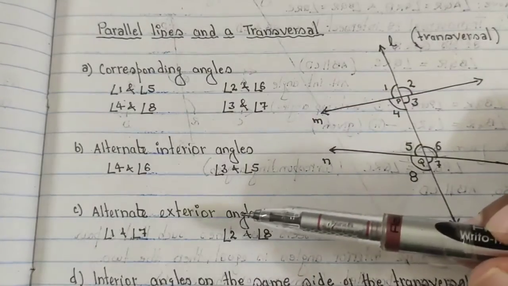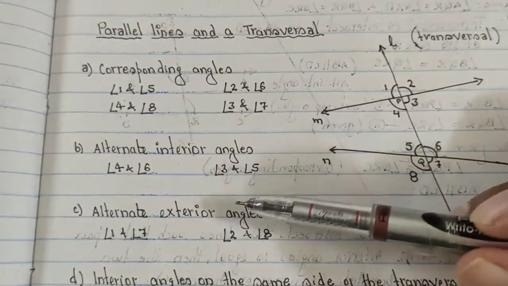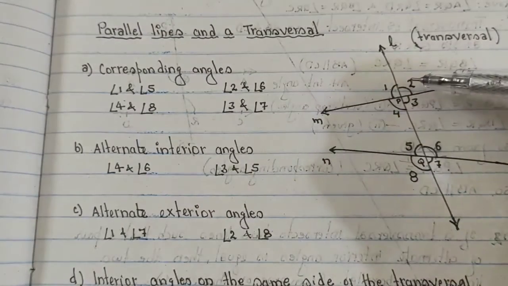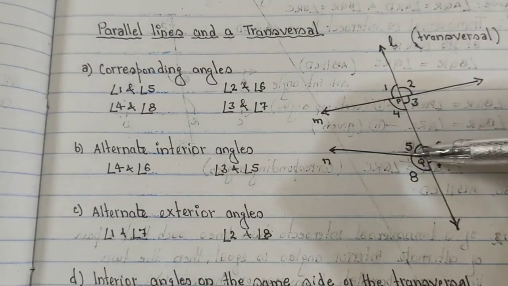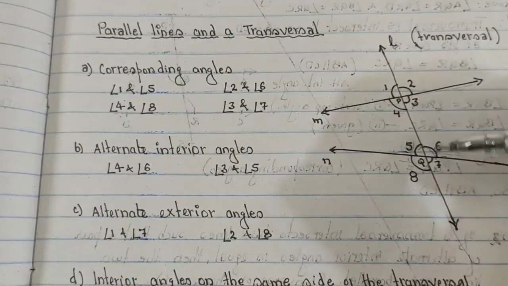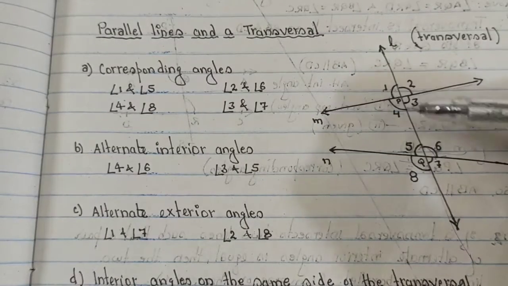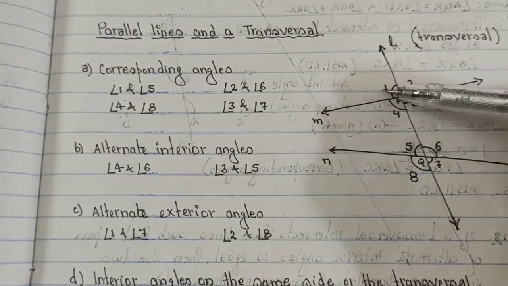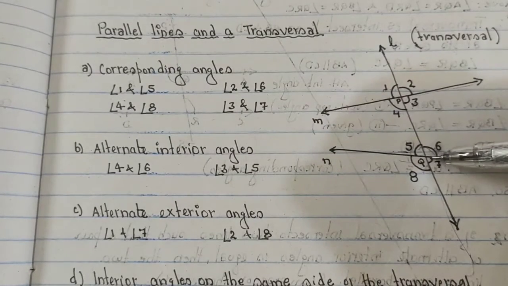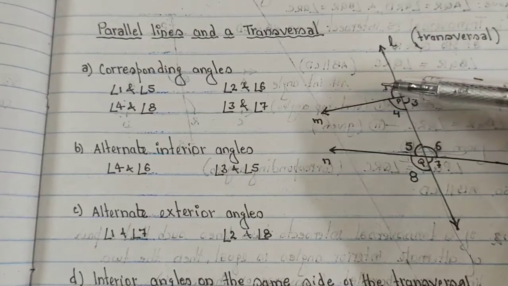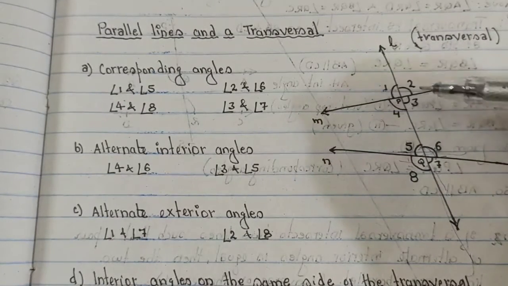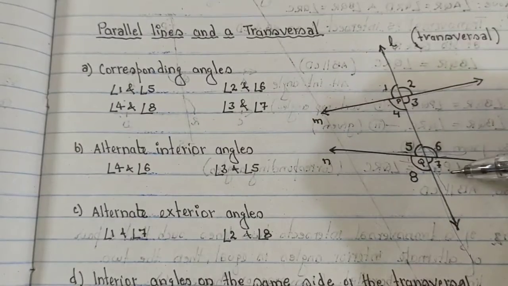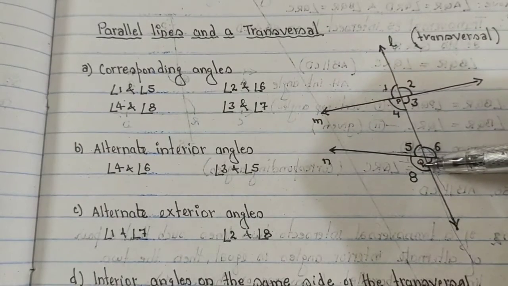Now the third one is alternate exterior. Exterior means outside, outside of these lines, on top and on bottom. So angle 1 and angle 7. See, this is exterior, and this is also exterior, angle 7. But they are opposite to this transversal line. One is here, another is here. So 1 and 7, 2 and 8.